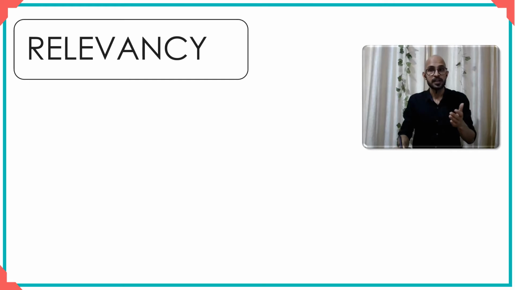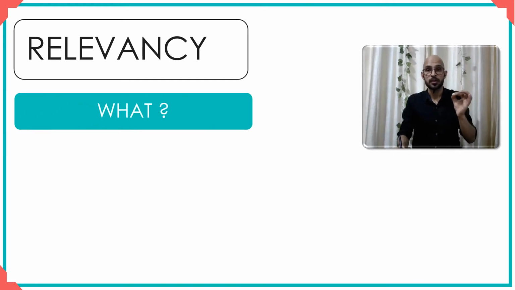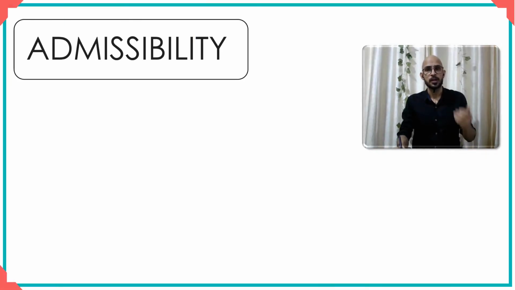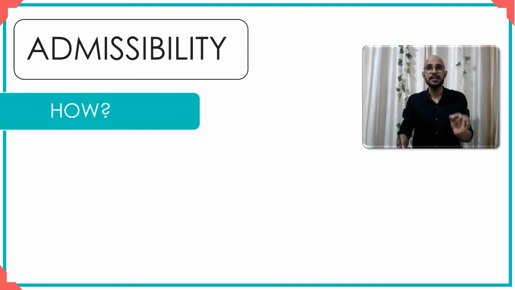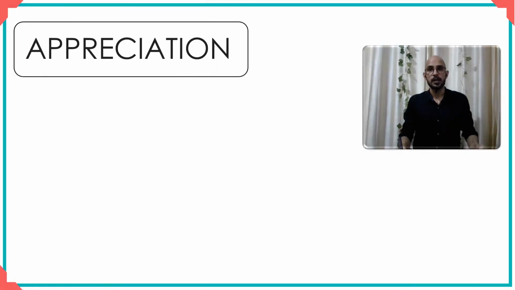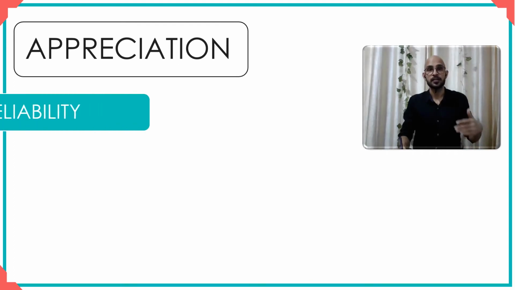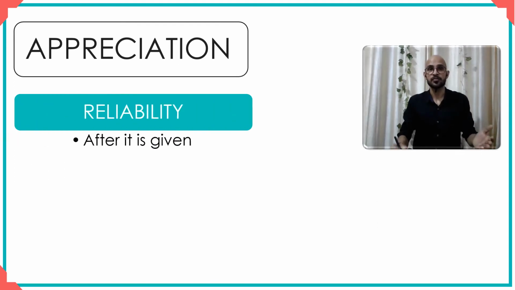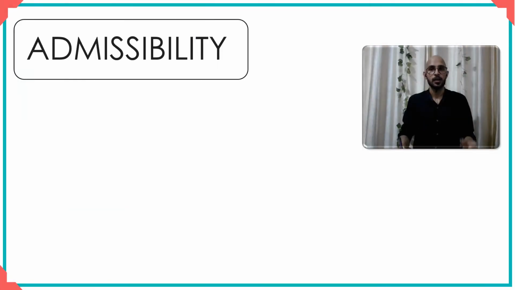Relevancy, as you might recollect, deals with the question what. What is it that is to be given to the court? What is the kind of evidence that can be given to the court? When we talk of admissibility, it deals with the manner in which that has to be given. So it is how rather than what. And of course, appreciation is the stage that follows. And here the reliability of the evidence is seen, on the basis of which inferences are drawn and then the judgment is made. We will now study admissibility in a little detail.